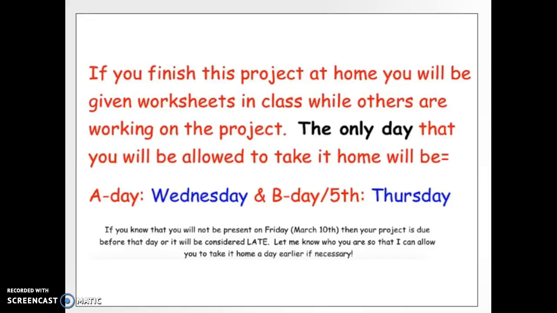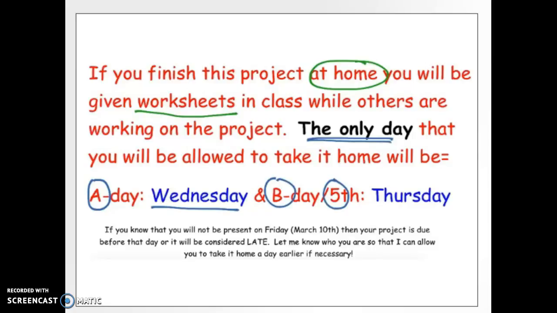Because I know I have some of you that like to work ahead, if you decide to finish this project at home, you'll be given worksheets in class while others are working on this project. The only day that you'll be allowed to take it home will be if you're one of my A-Day classes, you will take it home on Wednesday. If you're one of my B-Day or 5th period classes, you will take it home on Thursday. Remember, it's due on Friday.